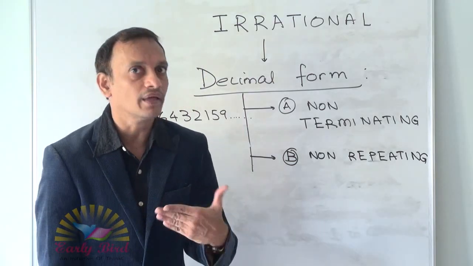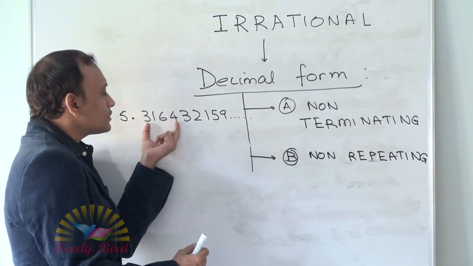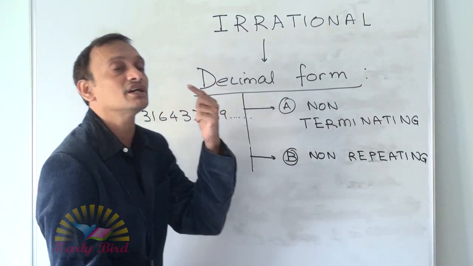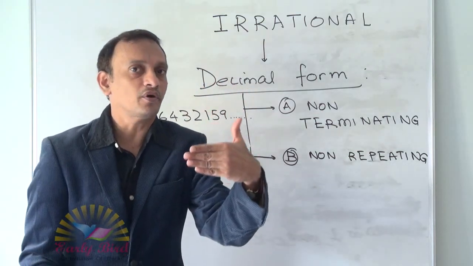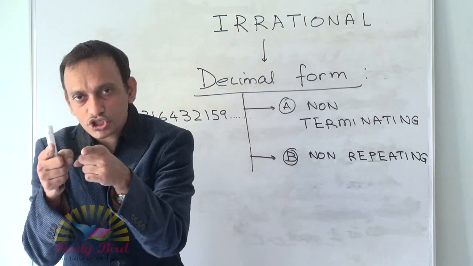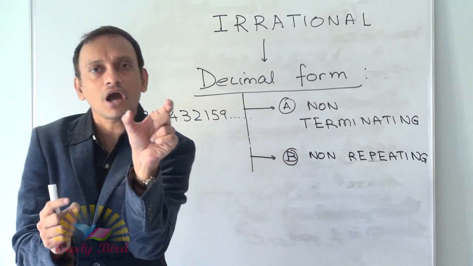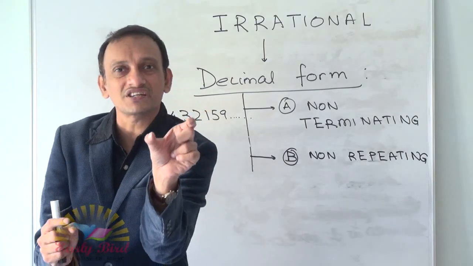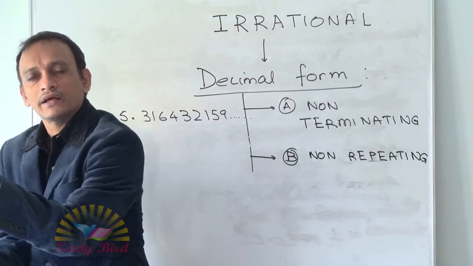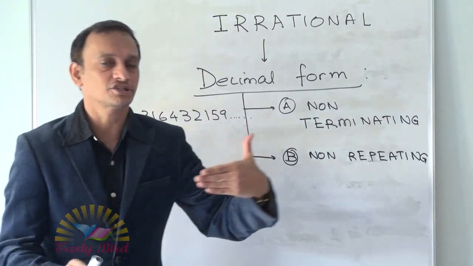And therefore, that means you can't find a chain after the decimal that repeats. In the earlier case, 5.626262, the chain that was repeating was 62. 62, 62, 62, that was repeating. In this case, nothing is repeating. You can't locate a chain or a string which is completely replicating itself. Therefore, numbers of this form are not rational numbers.